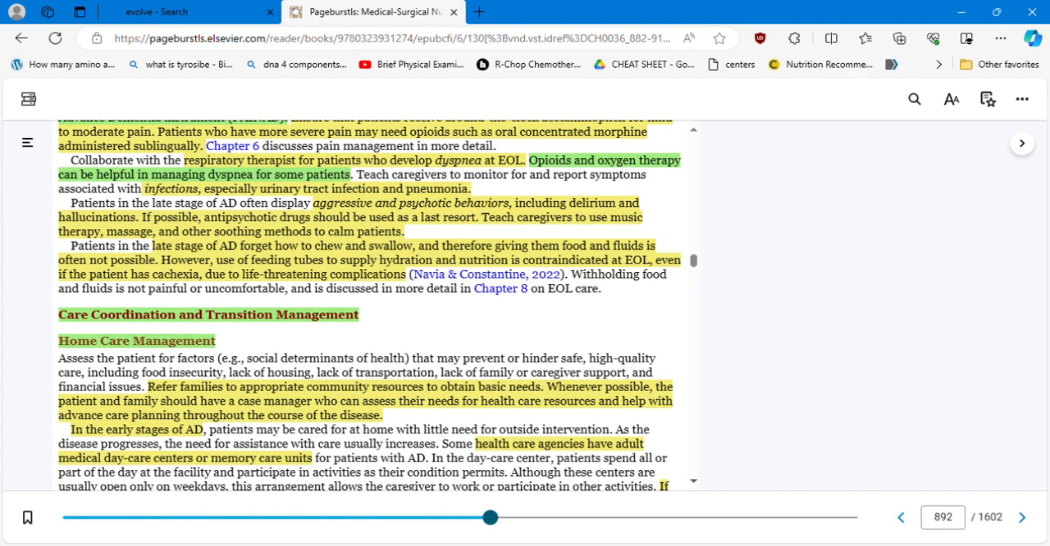Aggressive and psychotic behaviors, including delirium and hallucination. If possible, antipsychotic drugs should be used as a last resort. We know that, and we know why as a last resort.